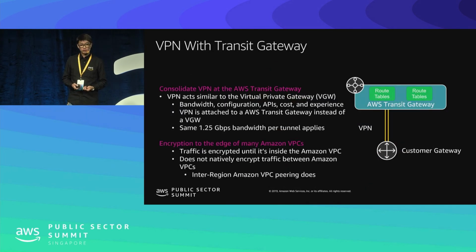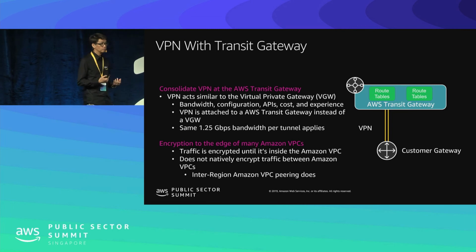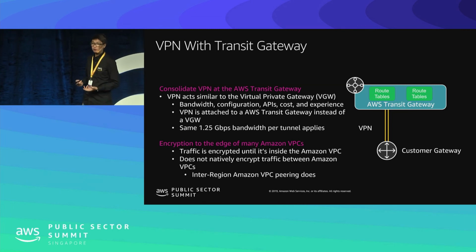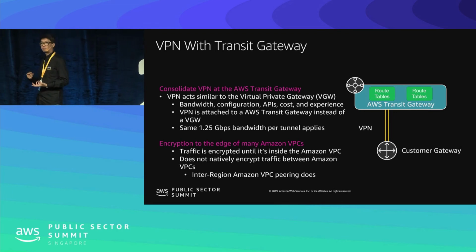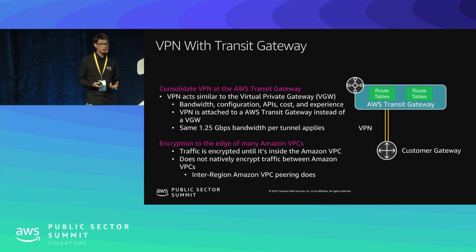So VPN with Transit Gateway, this is where you want to have encryption end-to-end all the way up to the VPC itself. Of course, as we know, VPN bandwidth is limited to 1.25G per tunnel. So how do you scale that up? What if I want to do high performance computing? What if I need high bandwidth connectivity back to my on-prem data center for backend integration?